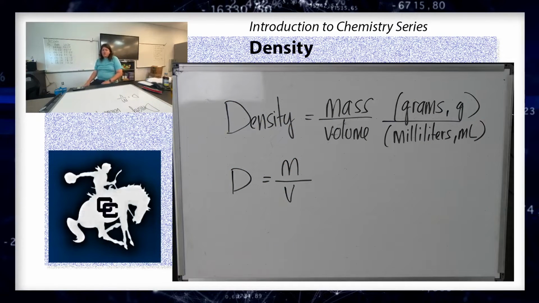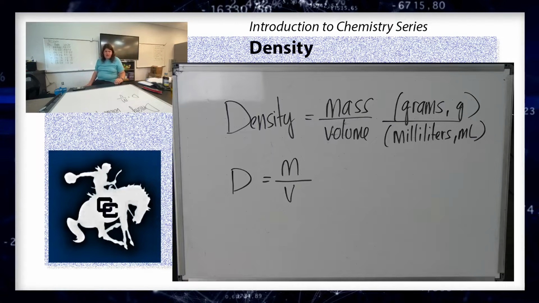In this video, we're going to talk about density. Density is a property of matter, of how heavy or how massive an object is compared to its size. Density has the equation mass over volume, m over v. The most common units for density are grams and milliliters, grams over milliliters.